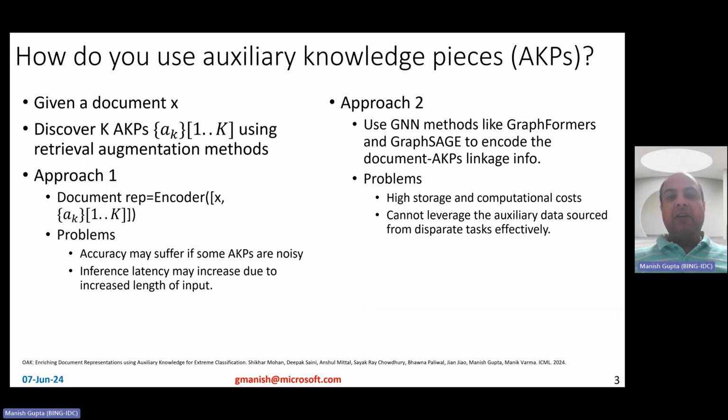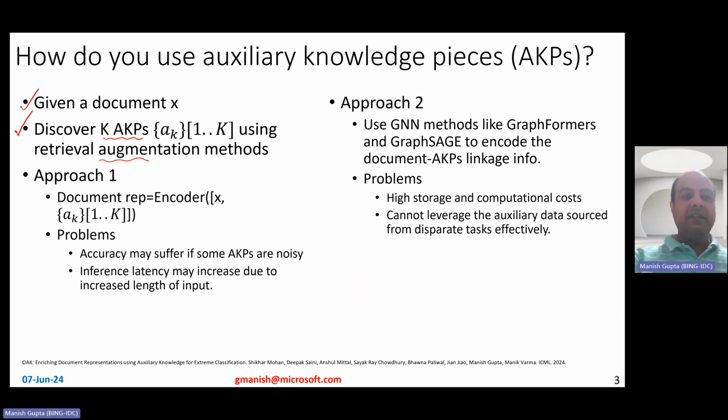So how do you use these auxiliary knowledge pieces? If you have auxiliary information, that's great, but how do you make use of that? The idea is, given a document X, first you have to discover those auxiliary knowledge pieces that are related to the document X. So the broad goal is that you must build some module to discover K auxiliary knowledge pieces. You could do that using standard retrieval augmentation methods that are very popular in the RAG literature these days.